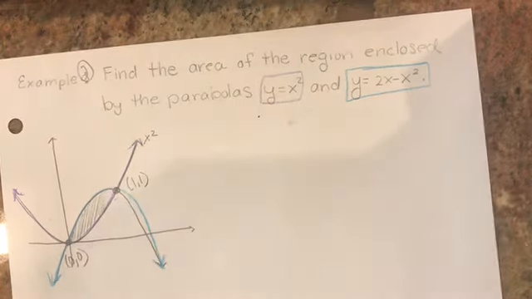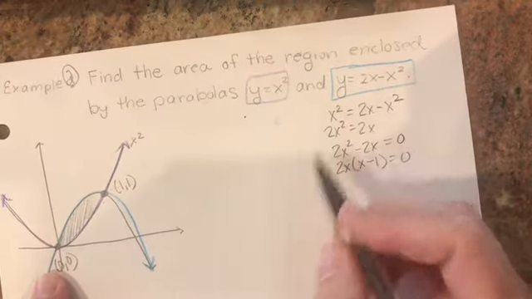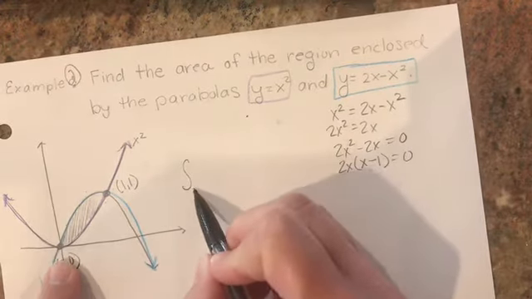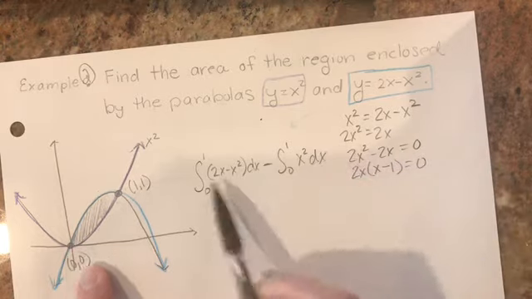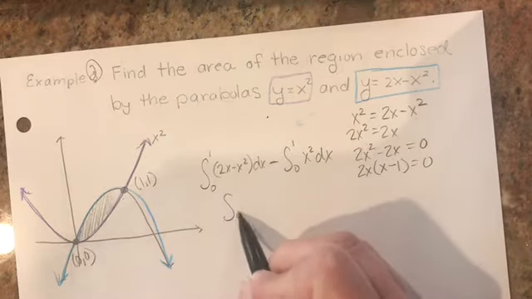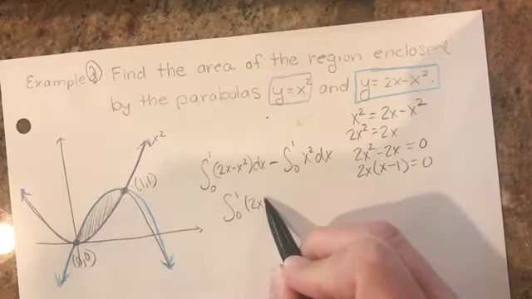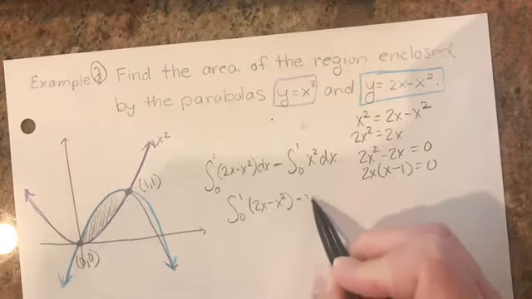Be careful when you write this down that you put the function that's the top part of the curve first. So we're going to go from 0 to 1 because those are the x values. We're going to do the blue function first, 2x minus x squared. Remember to write dx. And we're going to subtract, also from 0 to 1, the purple x squared dx. Now we can combine them. It's a little bit faster to write it as 2x minus x squared minus x squared.